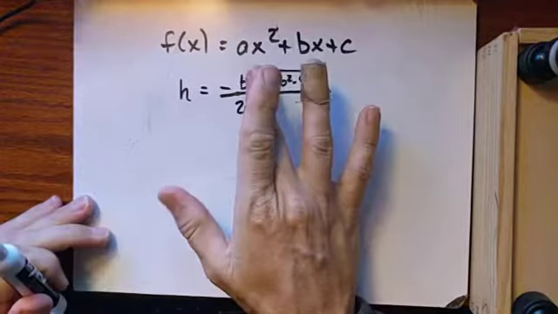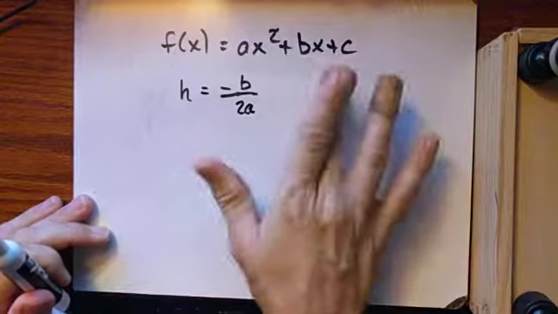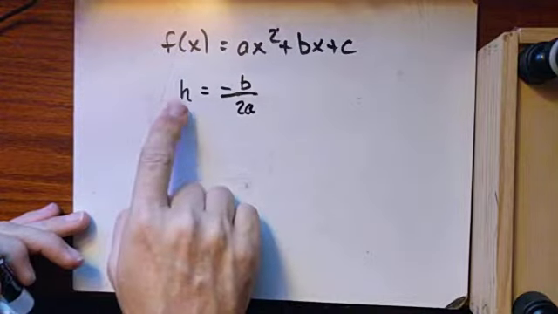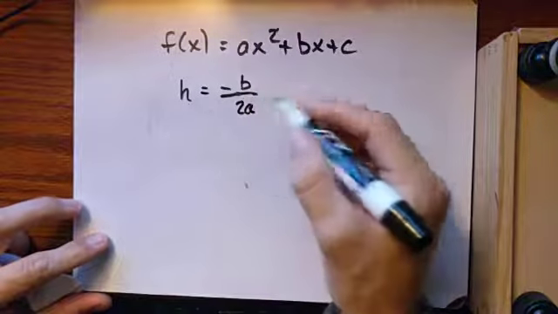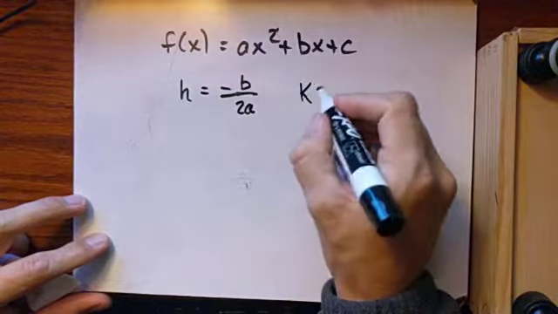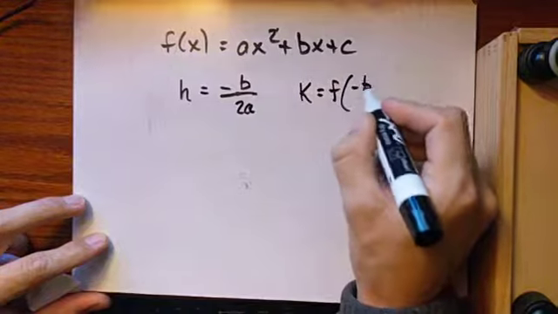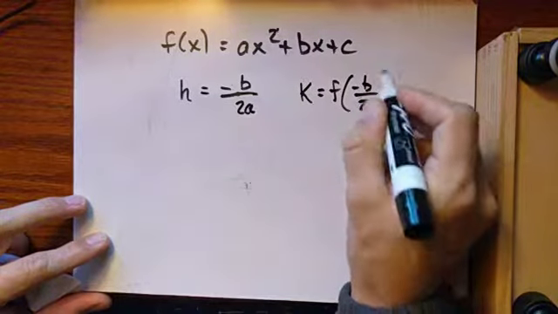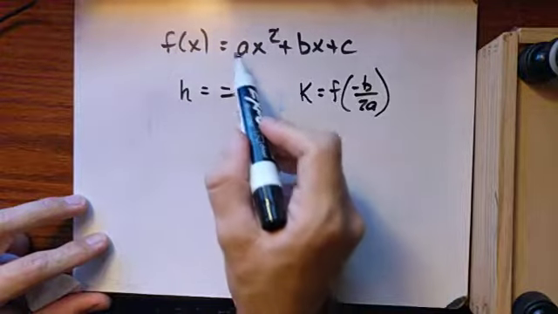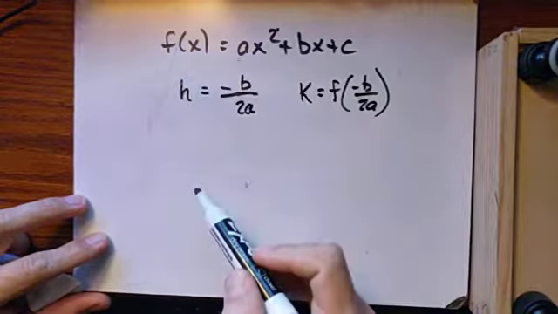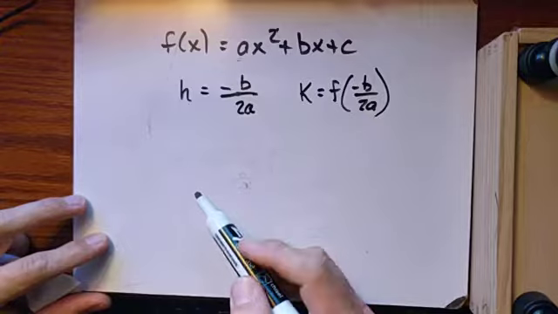But that's not true for h. H is just this, okay? So what is this again? This is the x-coordinate of the vertex. And so when you find out what number that is, then you plug it back in to find k. So that's what h and k are. And remember that the a here is the same a that we're going to write in the new thing, okay?